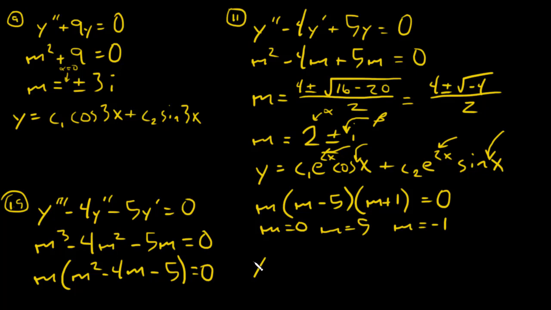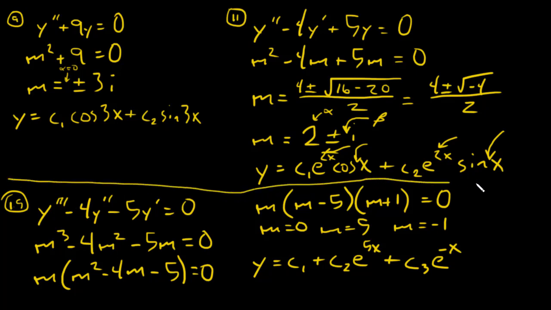So y is equal to c1 times e to the 0x, which is just c1, plus c2 e to the 5x, plus c3 e to the negative x. So there you have number 15. Not bad. Like I said, these are so simple compared to every other technique that you'll ever see in DE.